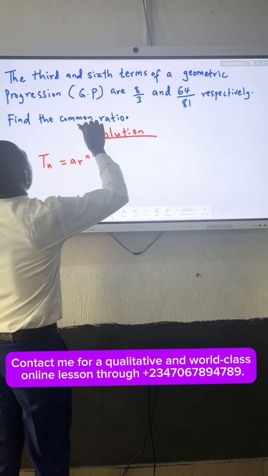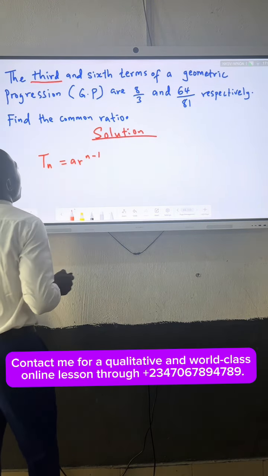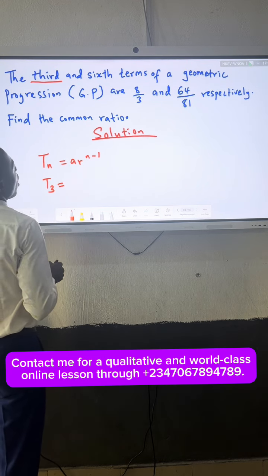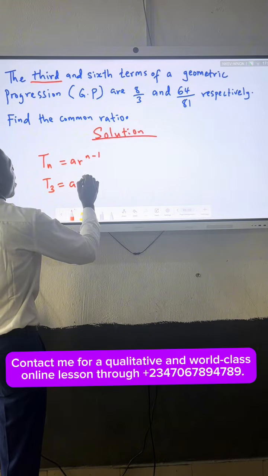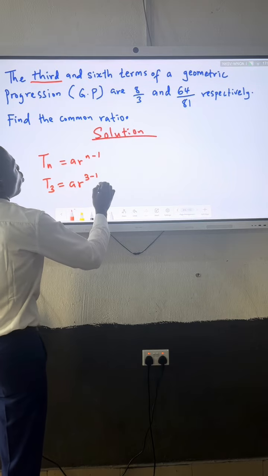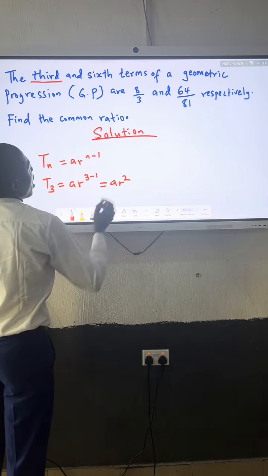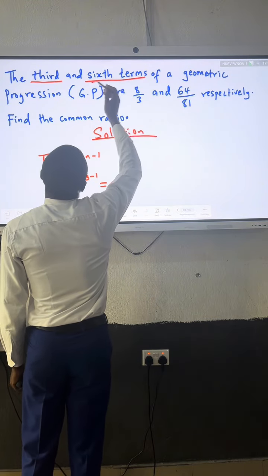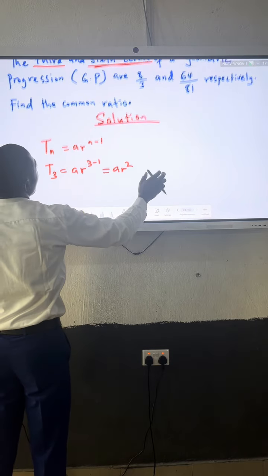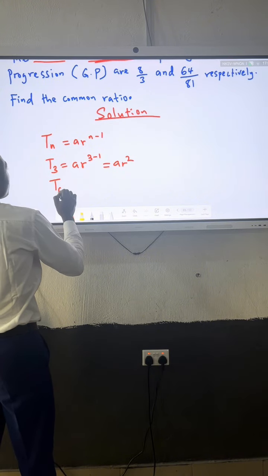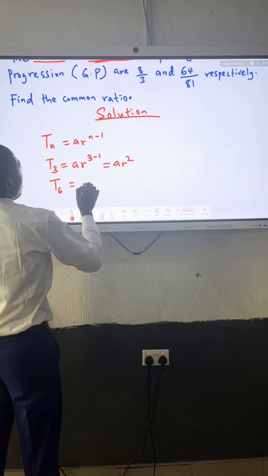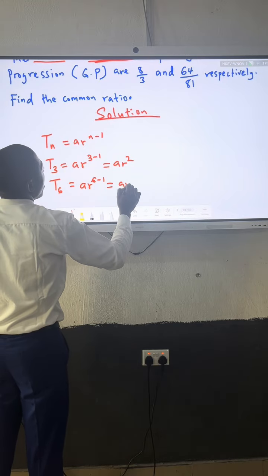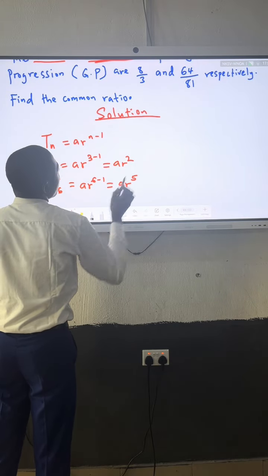Okay? So for the third term, T3 is going to be AR raised to power 3 minus 1, which will give you AR raised to power 2. Move on to the next one. The sixth term, it means you want to look for T6. So T subscript 6 or T6 is AR raised to the power of 6 take away 1, which will give you AR raised to the power of 5.